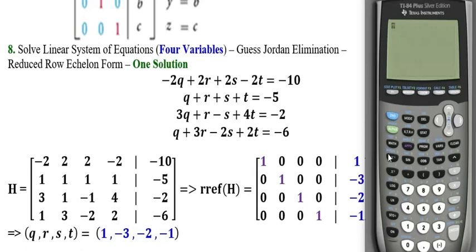Second matrix, edit, go all the way down to H, and this is 4 by 5. For Q it is minus 2, 1, 3, 1.